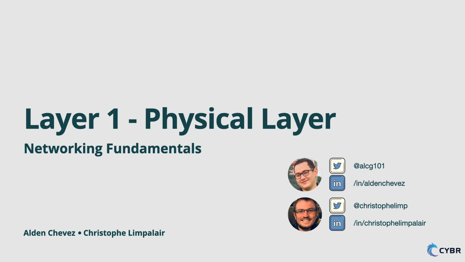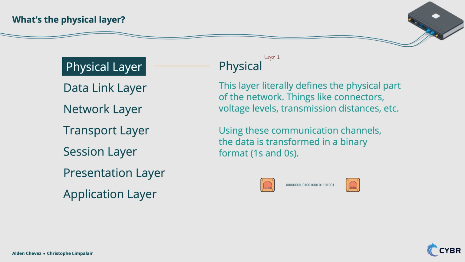As we uncover each layer in more detail, let's start with the very first layer, which is the physical layer. Now, as we discussed before, this layer literally deals with the physical part of a network. It provides the hardware requirements to send and receive data. This includes cables, network interface cards, connectors, and all physical things.